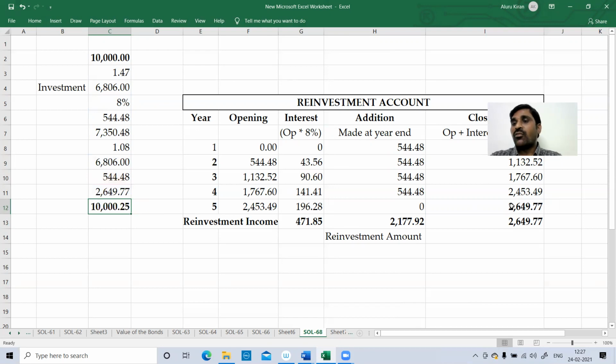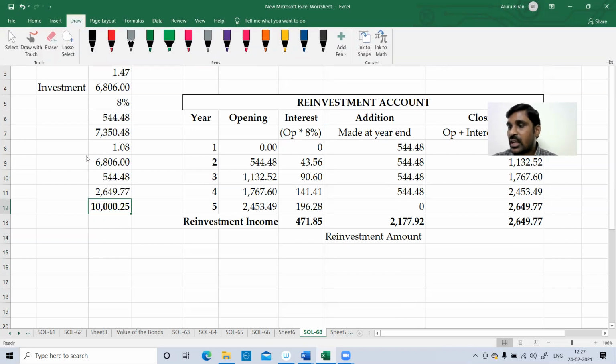Look at this. Exactly, we got 10,025. Do you understand, ma? Sir, how did we get 10,025, sir? Look at this. What are the three amounts?